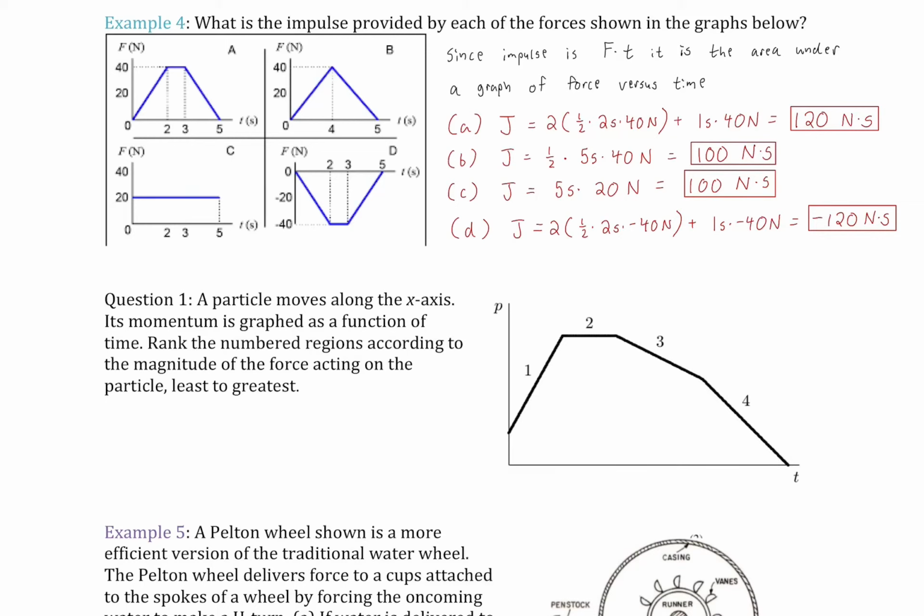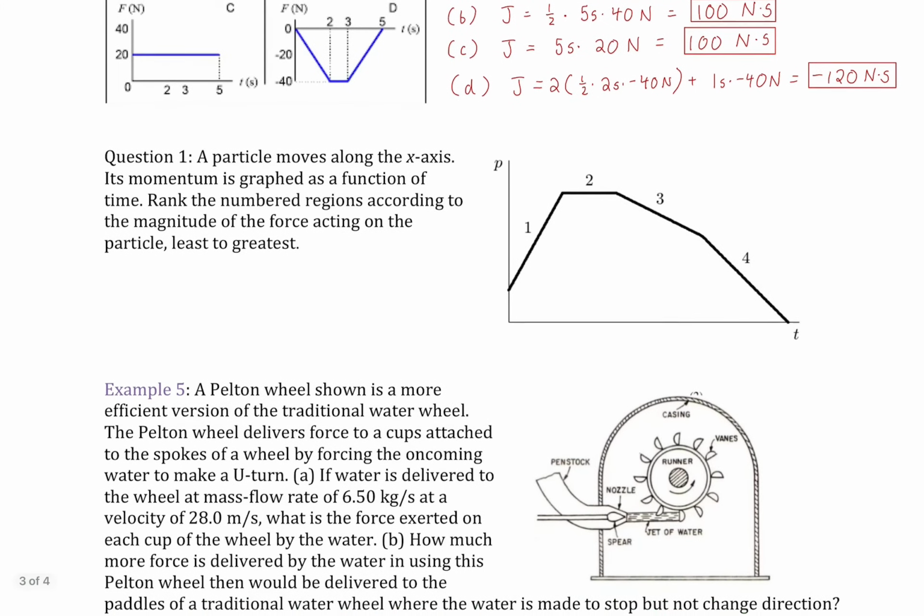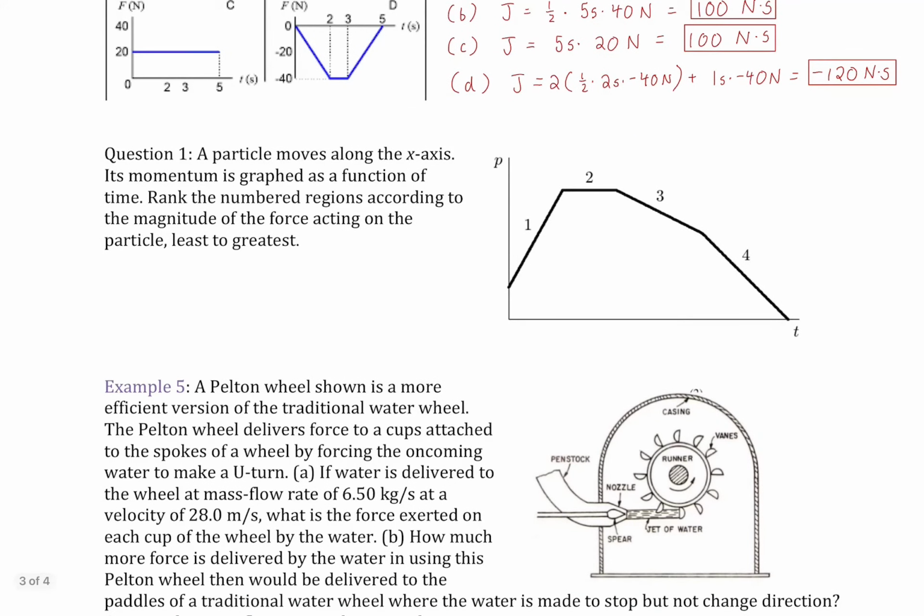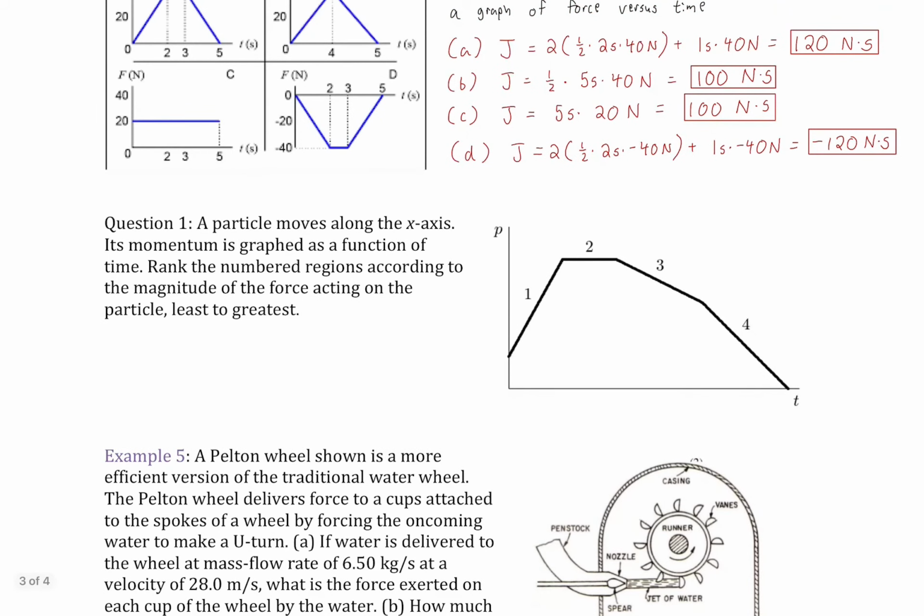Conceptually, the important idea is that the area under a force versus time graph is impulse. Here's another similar idea. A particle moves along the x-axis. Its momentum is graphed as a function of time. So now we have another graph as a function of time, but our vertical axis, instead of force, is momentum. Rank the numbered regions according to the magnitude of the force acting on the particle, least to greatest. Last time we were given a graph of force and asked something about momentum, or impulse.